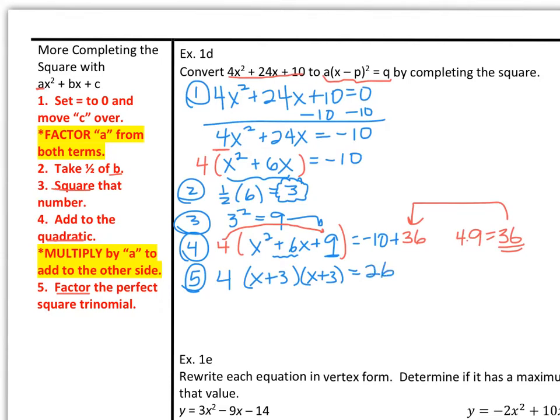Last but not least, we write these two as a perfect square, and we get 4 times (x plus 3) squared equals 26. That's converting with an a value that isn't 1, from standard form to a version of vertex form.